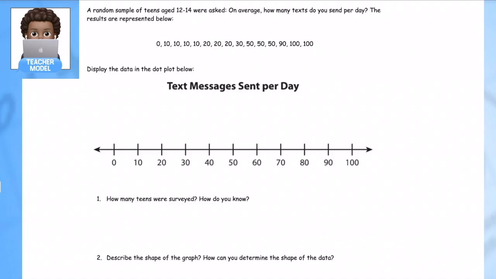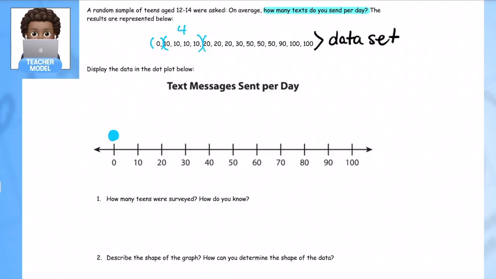Here's our first question. A random sample of teens aged 12 to 14 were asked, on average, how many texts do you send per day? The results are represented below. So this is our data set, and we're going to place it on the dot plot. All I'm going to do is take each number and place it on a dot plot. You could do this one at a time and it can take time, or what I also like to do is look at our data, and sometimes I like to organize it.